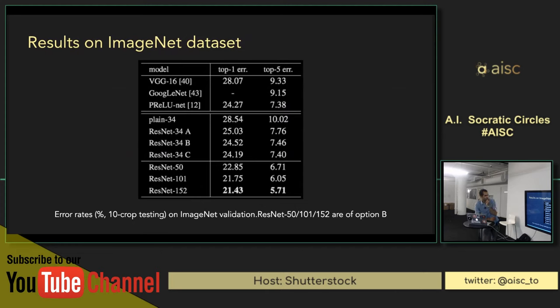These are results on the ImageNet dataset. As you can see, error rates using 10-crop testing, in percentage, and for 50, 101, and 152 layers, they are using option B. What does this mean? In the paper, as I mentioned, the skip connections that I introduced with WSX. One option, let's call it A, is to use zero padding to pass it to the next layer. The other option is to use WSX, the matrix multiplication by X, to project it to the next layer, only for skip connections. Option C was to use WSX in all the residual layers, not only when changing between the units, which adds a lot more parameters, as you said.